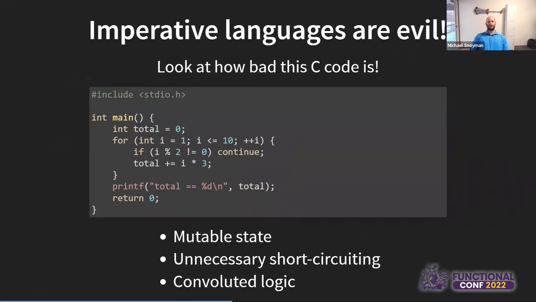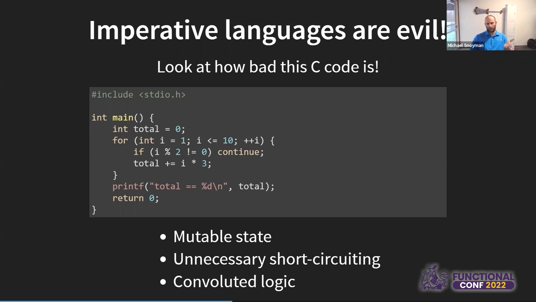We all know that imperative languages are evil. Let's look at how bad this C code is. Yay, we get some more code on the screen. So this is C. We have this mutable variable here called total. We have another mutable variable here called I. We have short circuiting, meaning we are not going to continue running this loop. That's another bad practice according to most functional programming standards. We are mutating total again. We have to keep track of our loop explicitly, and we print things at the end.